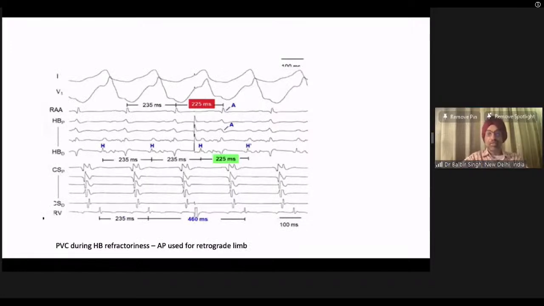Then a PVC during His bundle refractoriness caused again advancement of the A. Now this tells you clearly that the retrograde limb of the pathway is not the AV node, it is an accessory pathway. So in this patient, in Sunny's example, there is an antidromic tachycardia with the retrograde limb on another accessory pathway. So in short, this helps you to distinguish from VT, helps you to look at the retrograde limb of the accessory pathway. So atrial extra stimulation followed by a PVC during His bundle refractoriness can answer these two questions.